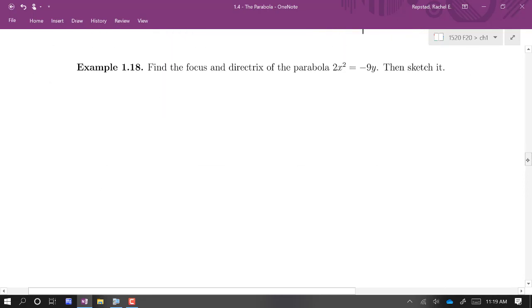Let's do one more of these. We're going to find the focus and directrix of this parabola. Now, the first thing we should observe is it is not quite in standard form right now. It's not in standard form because I've got that coefficient of 2 on the x squared. So the standard form is x squared equals 4py. So we want to get rid of that coefficient of 2. We'll just divide.